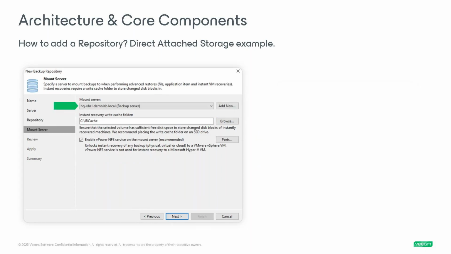Okay, so then mount server is essentially like what will be the server that mounts the restore if you were to restore from that repository. So if you have a drive letter that is like a faster drive, basically, I would probably choose that for the instant recovery write cache if that's relevant. But the mount server, you just want that to be a server that is nearby in terms of like network hops or latency wise and has resource availability so that that's not a bottleneck.